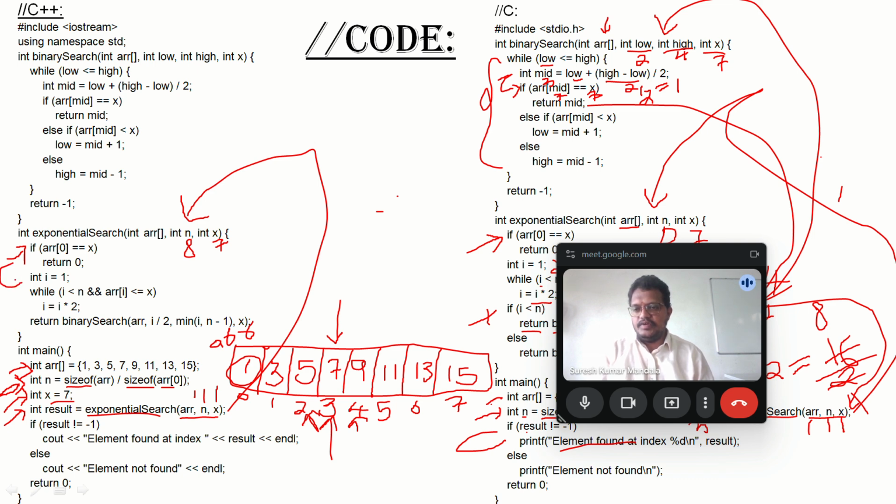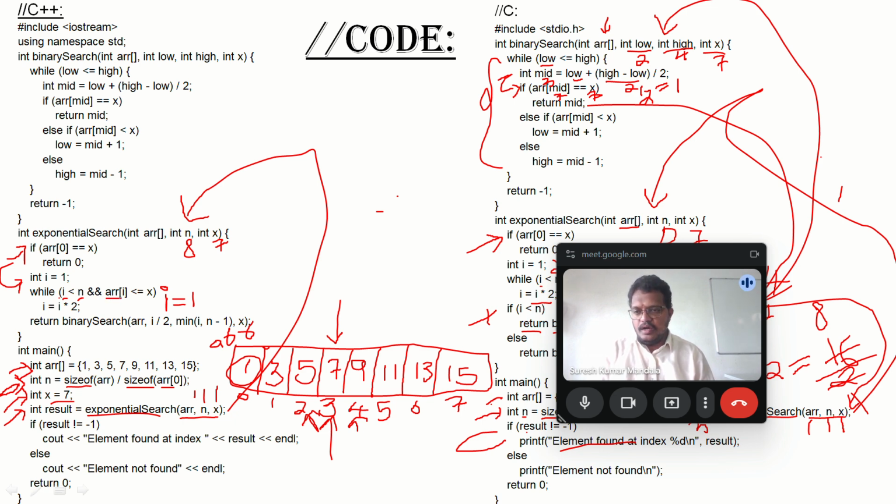i will be initialized with 1. If the target value does not match the starting value, then it will be checked further. In the while loop, what is the i value here? The i value is 1. 1 is less than what is the n value? 8. 1 less than 8, the condition is true.